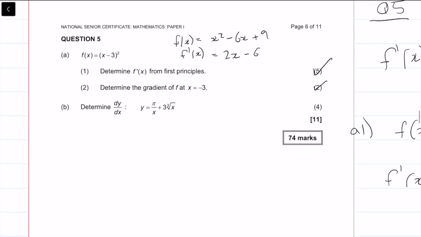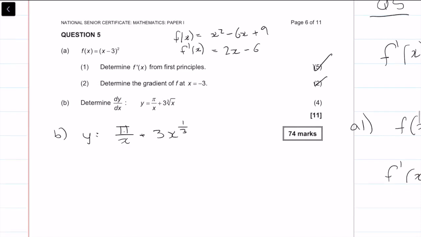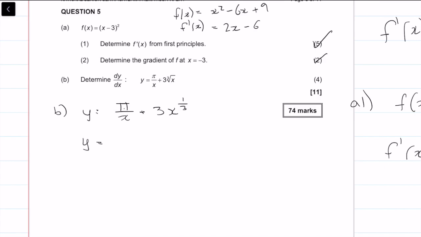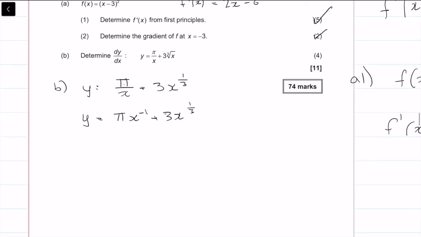Okay, and the final question says determine dy dx, which is also the derivative, of y equals pi over x plus 3 times the cube root of x, or 3x to the 1/3. Okay, I'm just going to get rid of that root sign. So then we can say that's equal to pi x to the minus 1 plus 3x to the 1/3. Okay, we don't have to do this by first principles, we can just do it using our simple rule. So we can say dy over dx is equal to minus pi x to the minus 2.